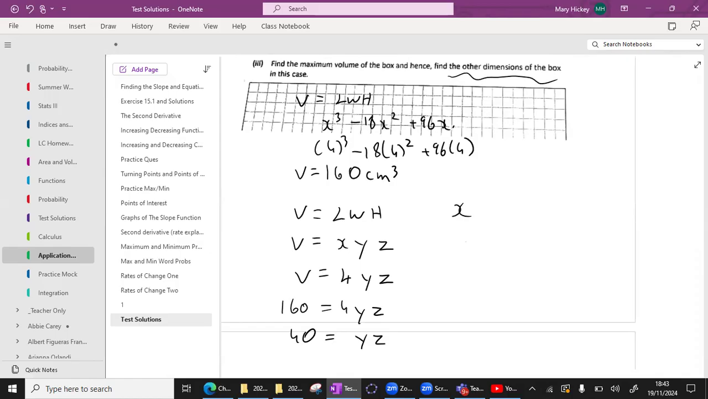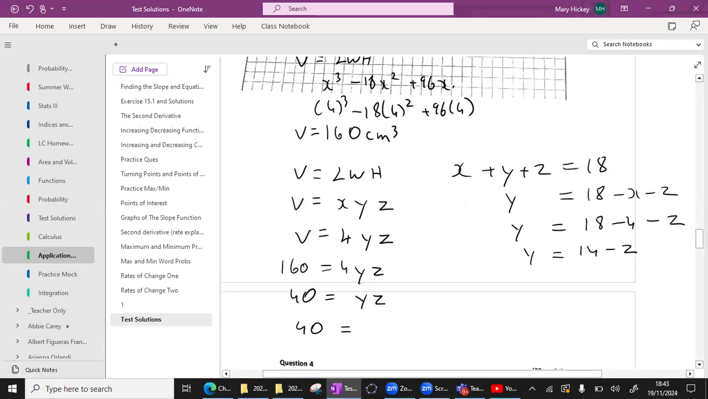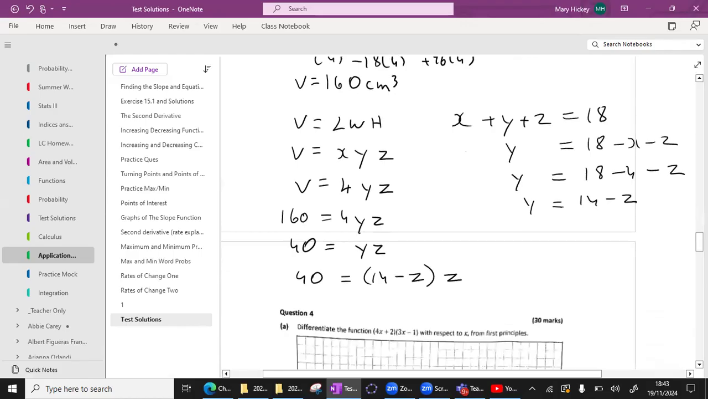Now, I still have to somehow get it in terms of one of the letters. So I go back, I think, then to one of these ones. So I'll probably go back to this one because it's the easier of the two. So y is equal to 18 minus x minus z. Now remember, I know x is 4. So y is equal to 14 minus z. So I'm going to replace that down here. So instead of y, I'm going to do 14 minus z times z. The reason I'm doing that is because now that it's in the one variable, I should be able to work it out. So that's 14z minus z squared.